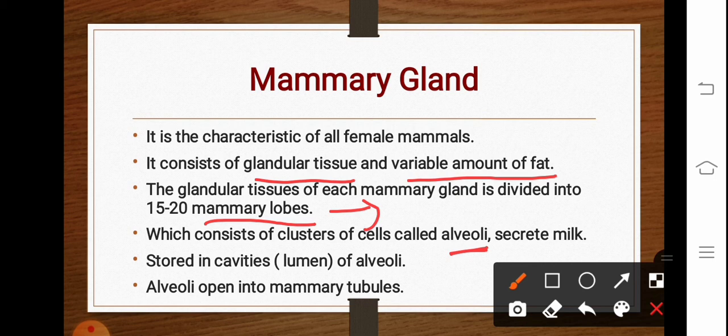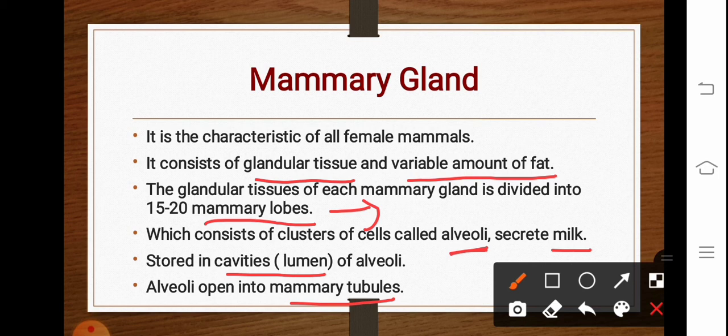So actually, in the alveoli, milk is secreted. Clear? So secretion of milk takes place in the alveoli. This secreted milk will be stored in the cavities or lumen of alveoli. Later this alveoli opens into mammary tubules. Don't confuse it. I'll draw a rough diagram so that it will be easier.